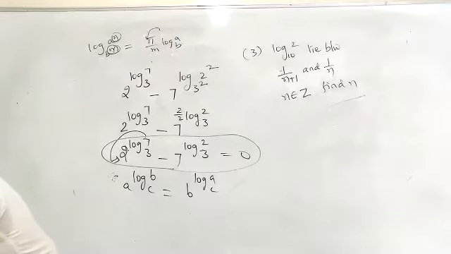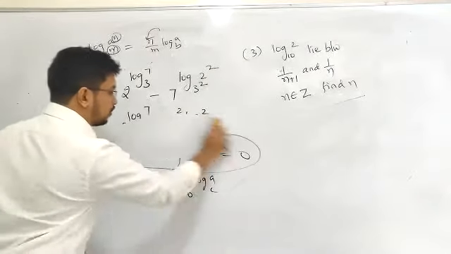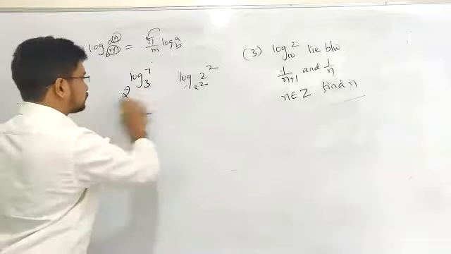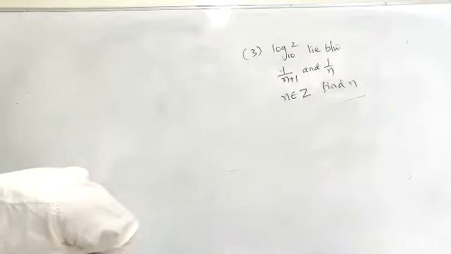Very good. Put your responses. Make it fast, make it fast. There is nothing about this. The problem is very simple. If log 2 to the base 10 lies between 1 by n plus 1 and 1 by n, where n belongs to Z, then find the value of n. Any ideas? Okay, very good.